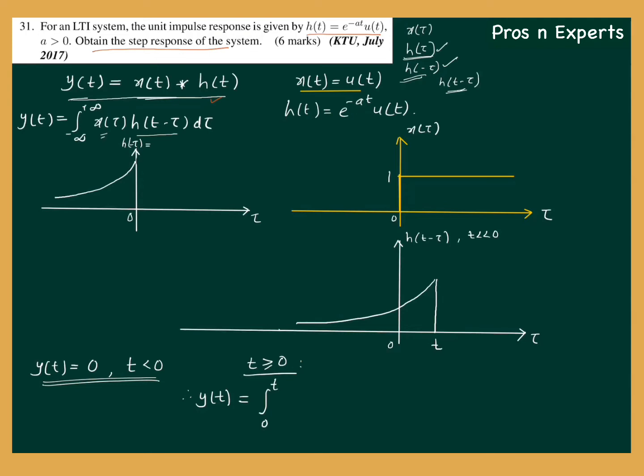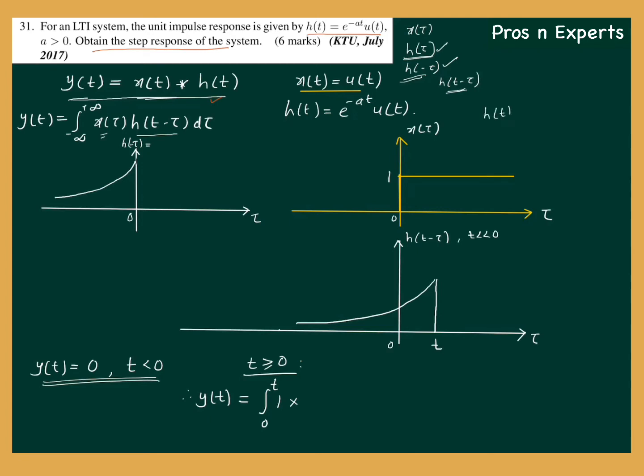Then from the equation, next is x of tau. What is x of tau? X of tau is clearly 1. So 1 into x of tau is 1. Next is h of t minus tau. What is h of t minus tau? Actually, h of t, I can write it here.